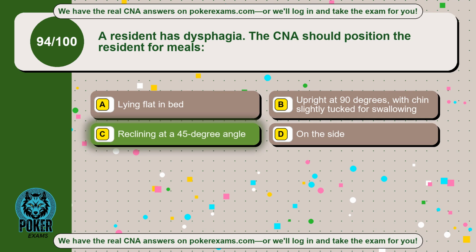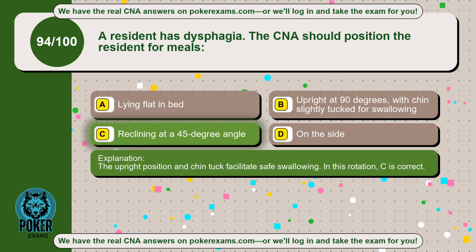The correct answer is option C, reclining at a 45-degree angle. The upright position and chin tuck facilitate safe swallowing. In this rotation, C is correct.